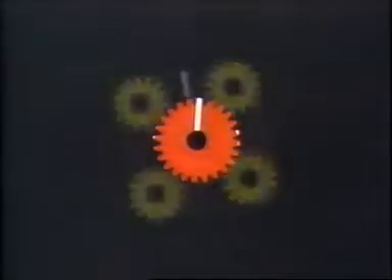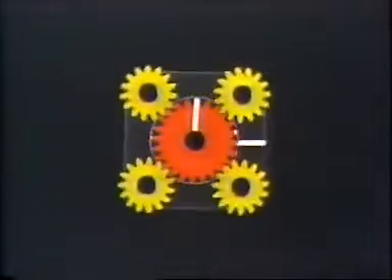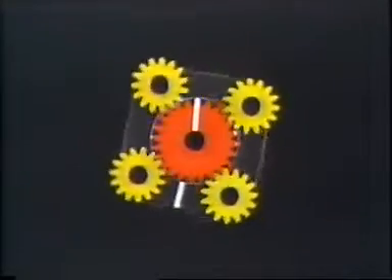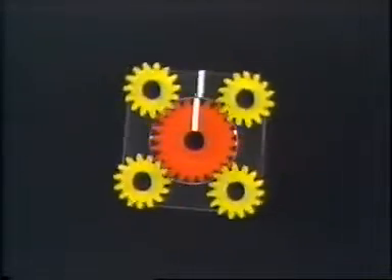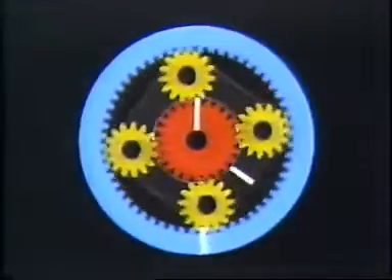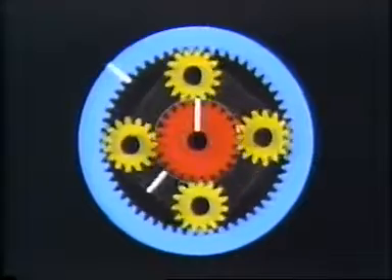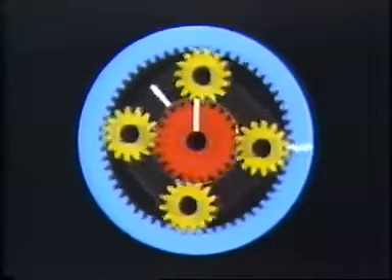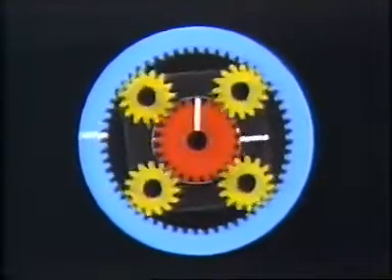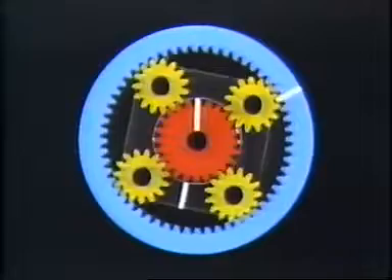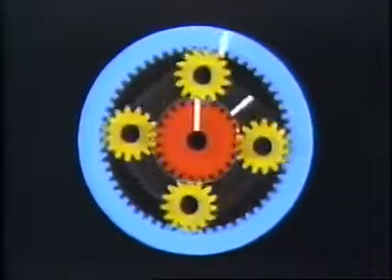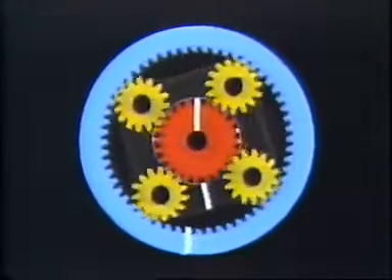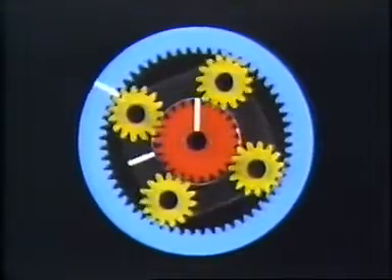This is a stationary sun gear, around which pinion gears, connected by a planetary carrier, are rotating. Now we add a ring gear, which will start rotating in the same direction as the planetary carrier. The ring gear rotates faster than the planetary carrier.